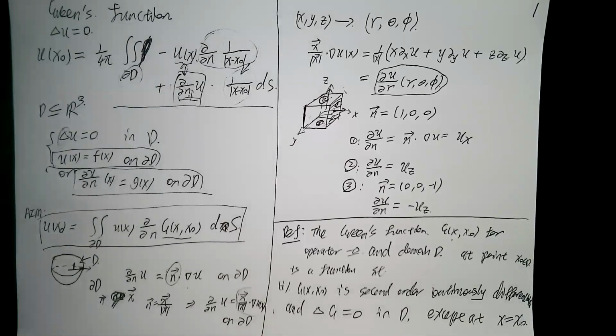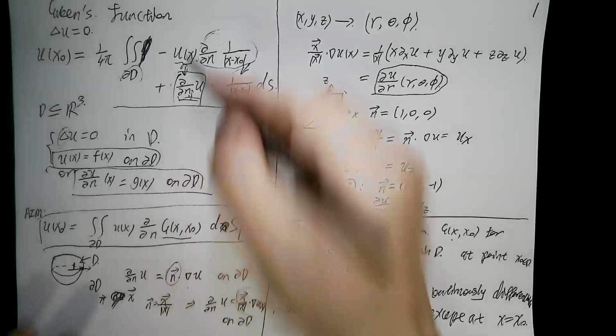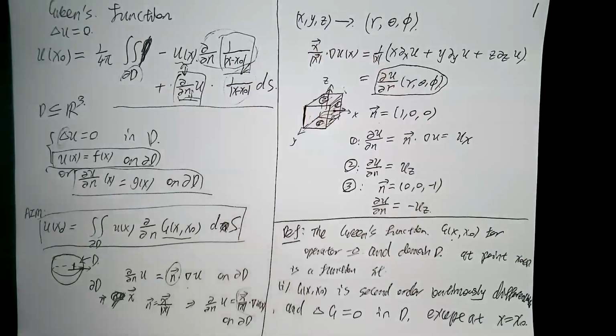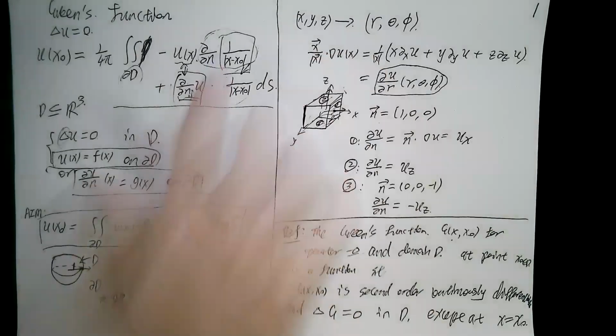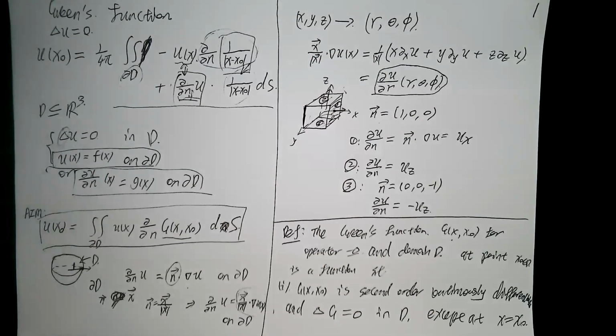Okay? So the Green's function is some kind of mimic of this 1 over |x minus x0|. So we have to expect this kind of operator will have a singularity at x equals x0, just like 1 over |x minus x0|. You will see that the Green's function will always somehow look like 1 over |x minus x0| plus something very smooth.